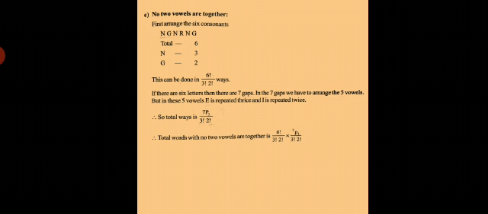Therefore, total ways is 7P5 divided by 3 factorial into 2 factorial. Therefore, total words with no two vowels together is equals to 6 factorial divided by 3 factorial into 2 factorial into 7P5 divided by 3 factorial into 2 factorial.